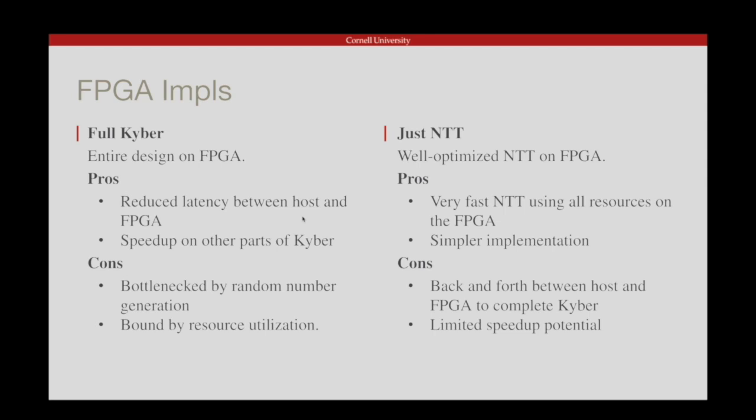We have two different implementations on the FPGA. One of them is the full Kyber, and the other one is just the NTT. For the full Kyber, we put the entire algorithm onto the FPGA, and this helps us reduce latency between the host and the FPGA, and also allows us to speed up other parts of Kyber. The disadvantage of that, however, is that we're bottlenecked by the random number generation, which doesn't have a constant loop bound, and also we're bound by the resource utilization, so we can't optimize every kernel in Kyber.